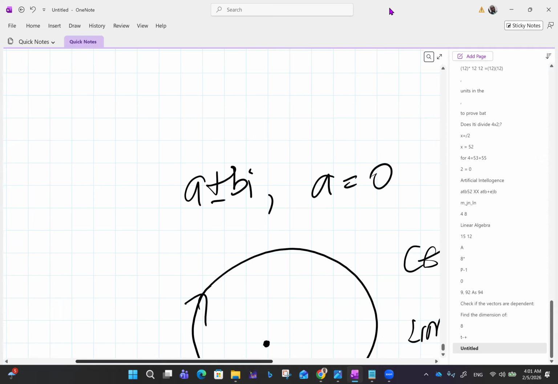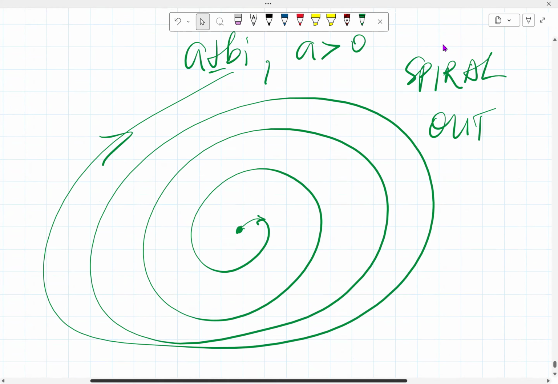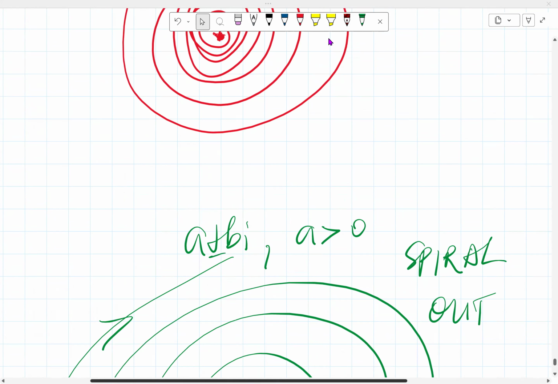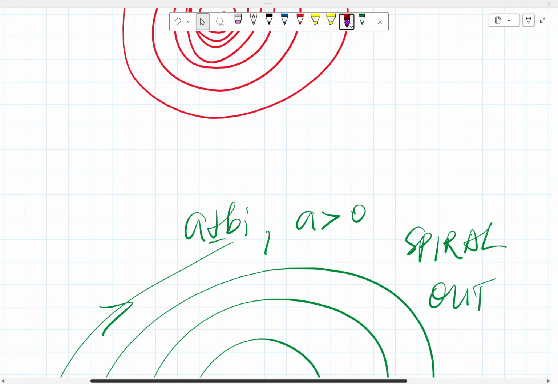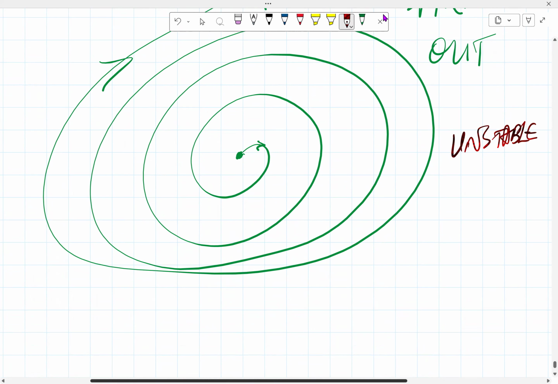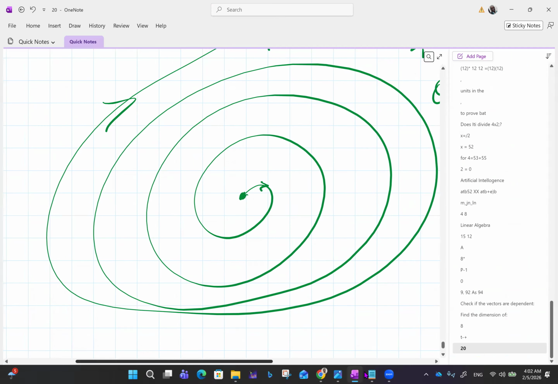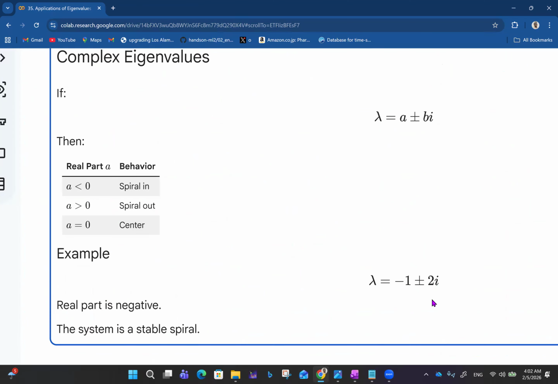So this will be a stable spiral, and this is an unstable spiral. Unstable because it's spiraling out, so it is growing outwardly. Unstable spiral like that. So for this kind of case now, you have an unstable spiral.